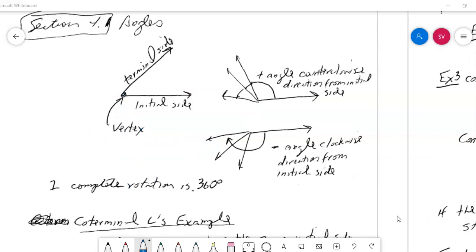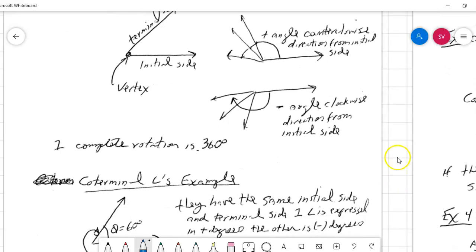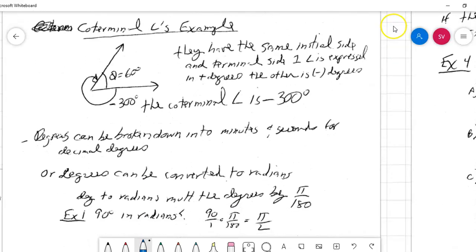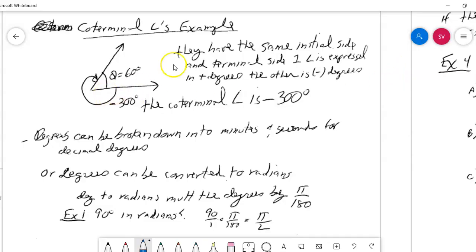Okay, let's move on now and talk about coterminal angles. All right, so coterminal angles will have the same initial side, meaning that this side right here is the same, and the terminal side is also going to match. However, it's the direction in which you're calling out the angle. So if you go in a counterclockwise direction in this example, you're going plus 60 degrees.